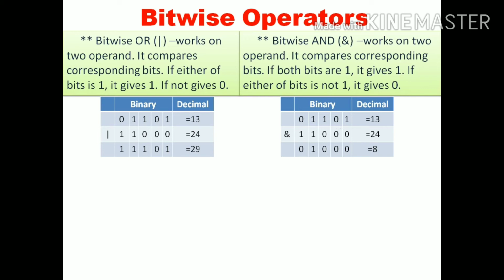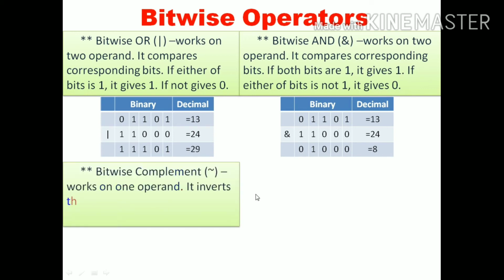That means it becomes 8. Next one is bitwise complement. It works on one operand and inverts the bit pattern: it makes 0 to 1 and 1 to 0.